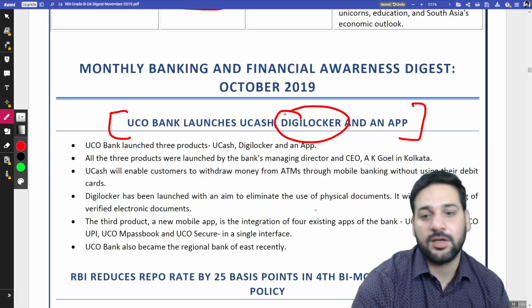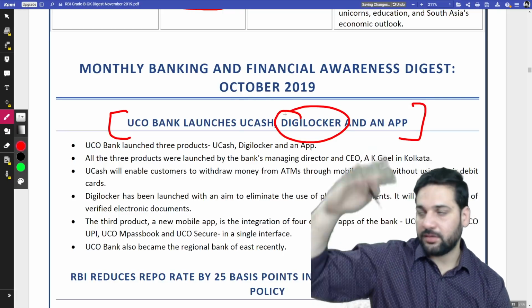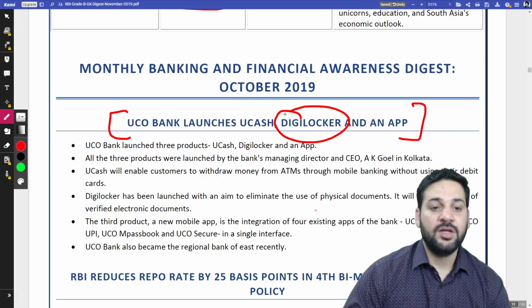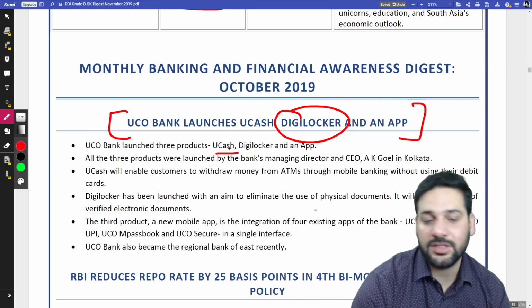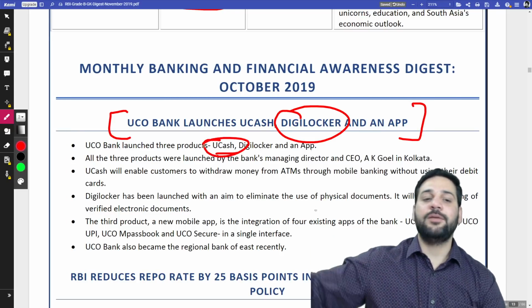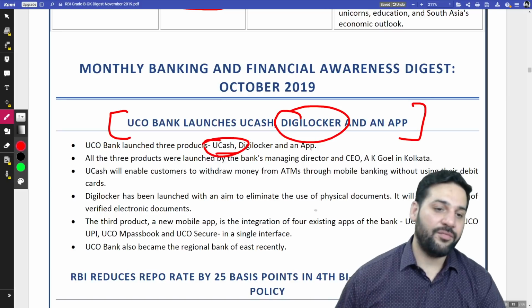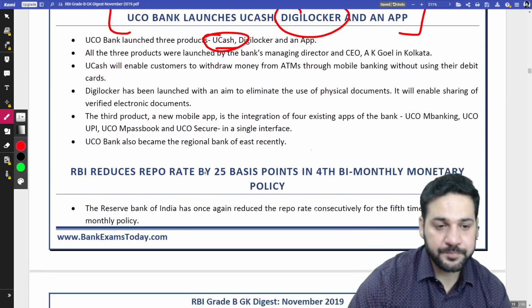Who launched the DigiLocker? Okay, that Sarkari DigiLocker is different. So these apps are different. UCash, who launched the UCash? The options can be United Bank of India, UCO Bank, Union Bank of India. So that can be there in the exam.